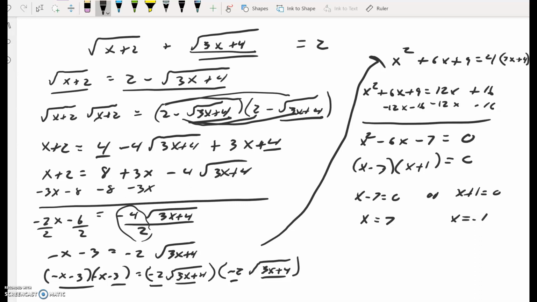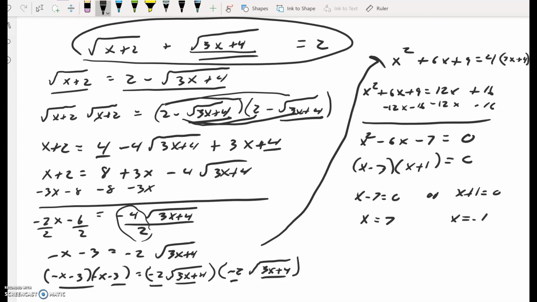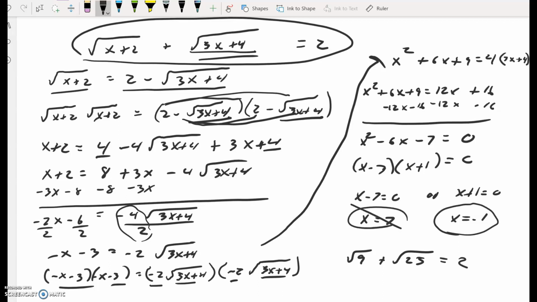If I put 7 into the original problem, what I get is the square root of 9 plus the square root of 25 equals 2, and that's false. So that's not a solution. If I put in negative 1, I get the square root of 1 plus the square root of 1 equals 2, and that's true. So negative 1 is the only solution to the original equation, and I'm done.